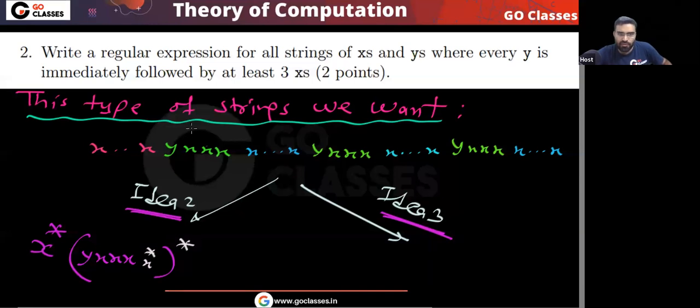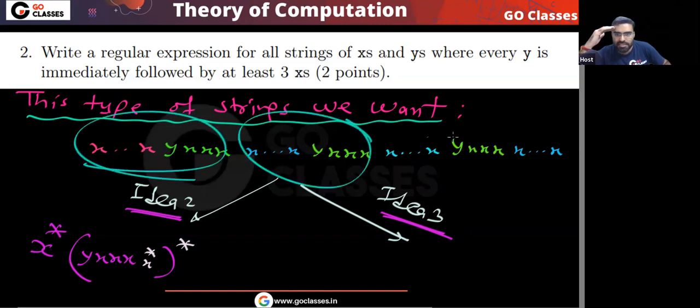In idea number 3, what will happen? You will change your thinking. Yes or no? We are looking at the same string from a different point of view. These ideas are points of view. Idea number 2 is a different point of view, and idea number 3 is a different point of view. In idea number 3, I am changing my point of view.